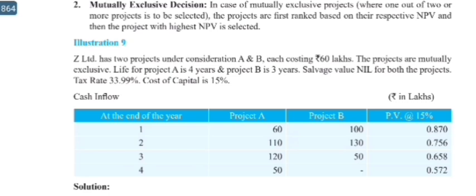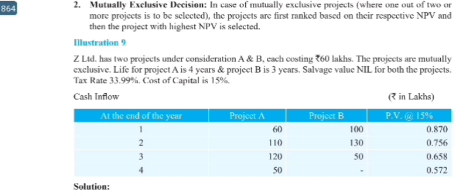Before solving the illustration, we have to note one point: they have given the tax rate of 33.99%. I have already discussed this. If a tax rate is given, how will we calculate the tax? We first have to deduct the depreciation and only then calculate the tax. Here no depreciation detail is given. If they have not given any method for calculating depreciation, we will assume the straight line method.